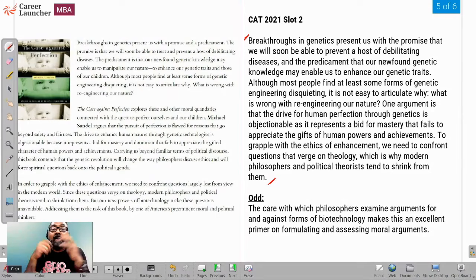One argument is that the drive for human perfection through genetics is objectionable, and it represents a bid for mastery that fails to appreciate the gifts of human personal achievement. To grapple with the ethics of enhancement, we need to confront questions that verge on theology, which is why modern philosophers and political theorists tend to shrink from them. What is this? What is this?